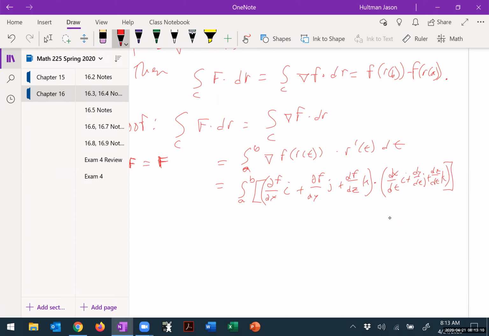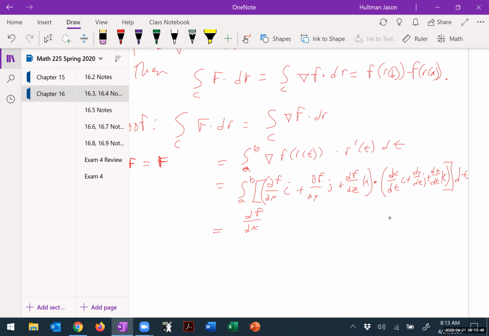Okay, dt right there. So now this is a dot product. So what do we do with the dot product? Well, we combine each component, right? We multiply each component together and then we add them. So that's exactly what I'm going to do. I'm going to multiply the i components together, the j components together, and the k components together. So we're going to get partial of f with respect to x.